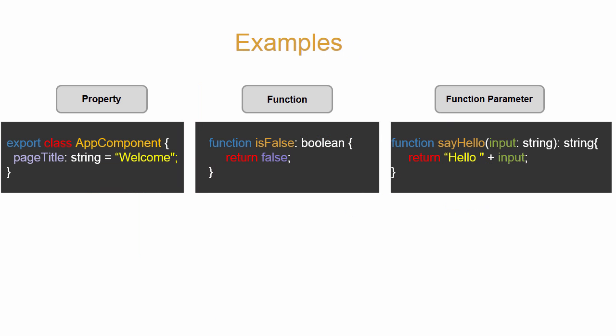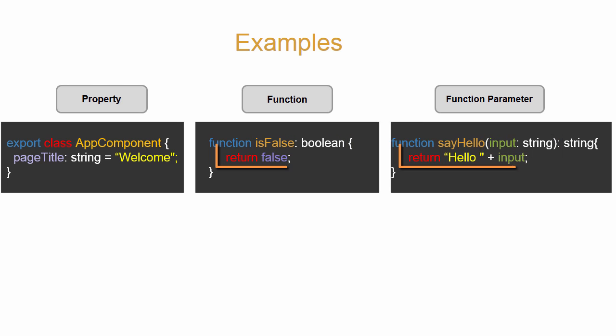Here are a few examples of strong typing. In the first example, we declare a class property of page title that has a type of string and is being set equal to the string welcome. The function and the function parameter examples show you how we're able to define our types by placing this colon directly after the declared function and function parameter.